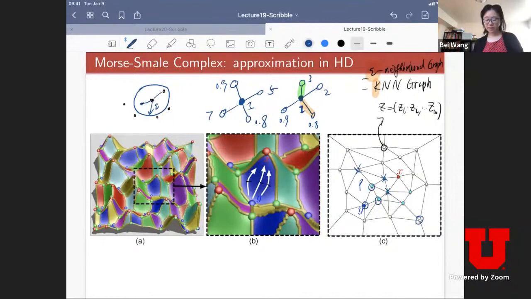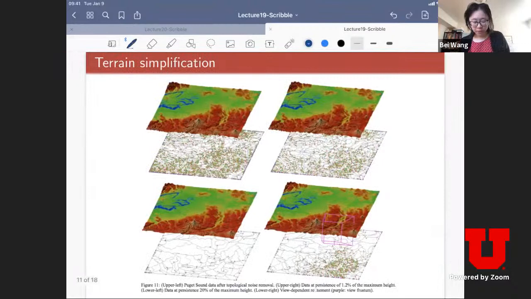All right, let's resume and talk about applications. One of the first few applications of the Morse-Smale complex is terrain simplification. Not surprising, right? Because even the definition of the Morse-Smale complex is pretty much defined over a two-dimensional terrain. What you see on the upper left corner is a piece of a region. I think this is part of Washington, no?